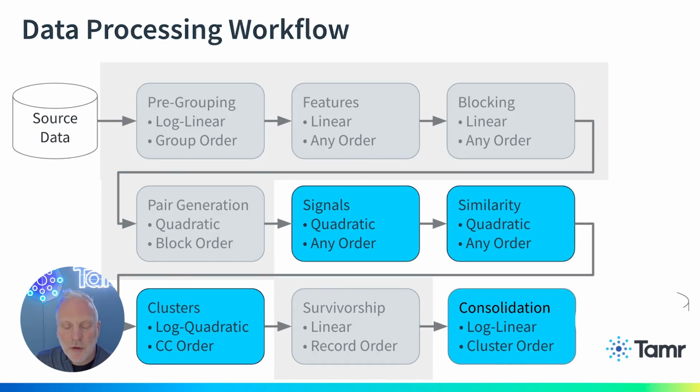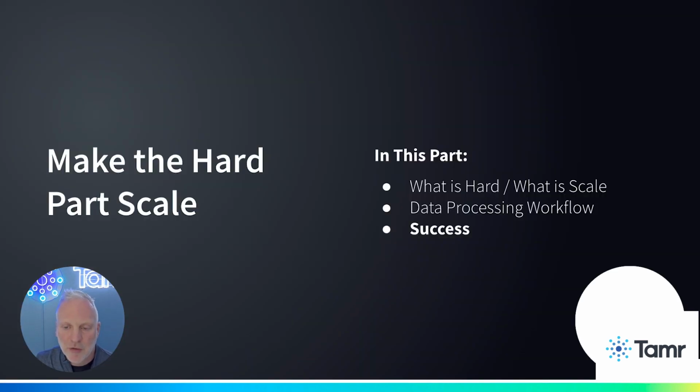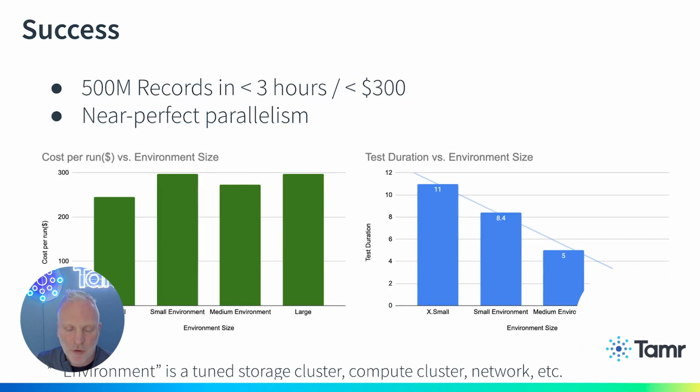So that covers signals, similarity, clusters, and record consolidation. What is a measure of success? How do we know whether we've done this well? Well, the first way we know that we've done this well is what we covered in section 1, which is we're able to perform entity resolution on 500 million records representing all the people in the United States of America in under 3 hours for under $300.